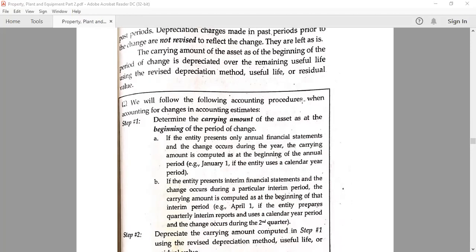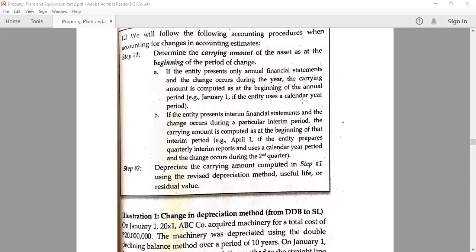So I'm just summarizing the procedures that are actually made. But very important that if the entity presents only annual financial statements and the change occurs during the year, then the carrying amount is computed as at the beginning of the annual period.